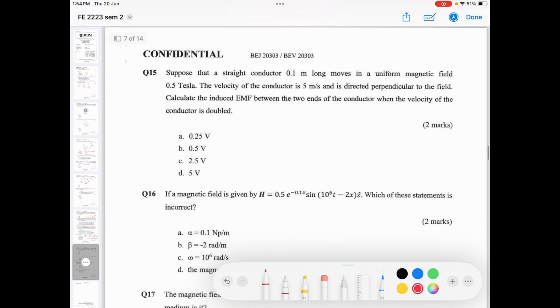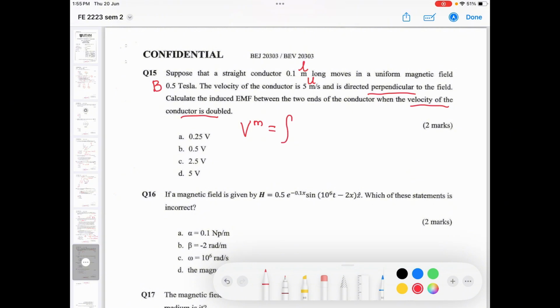Go to 15. Suppose that a straight conductor 0.1 meter long moves in a uniform magnetic field of 0.5 Tesla. So this is the length. Okay, so magnetic field, Tesla. So this is the B. The velocity of the conductor is this one, and it's directed perpendicular, 90 degrees, to the field. Calculate the induced EMF between the two ends of the conductor when the velocity of the conductor is doubled.